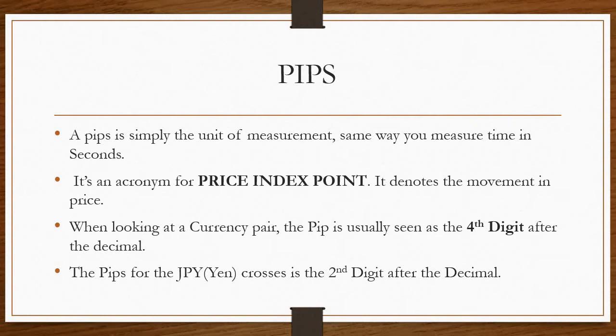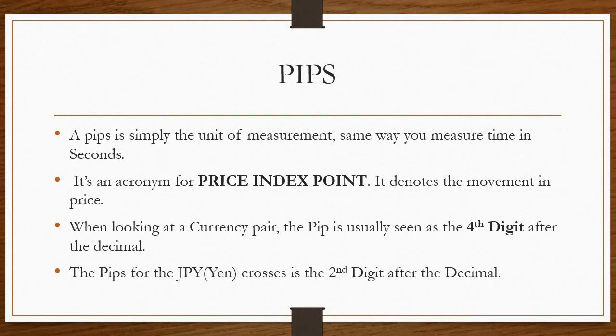The pip is simply the unit of measurement, right? Pretty much like you measure time in seconds, and you measure days and months and years. So in Forex, it's what we call the unit of measurement. Every time the market moves, it's measured in pips, which simply means price index point. So it denotes the movement in price. So the market moves a certain point, that is 1 pip. So for every time the market moves, it moves in pips.